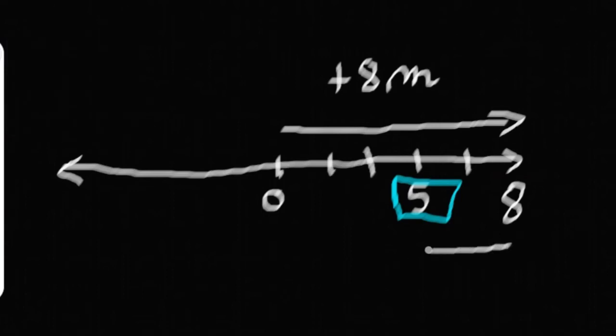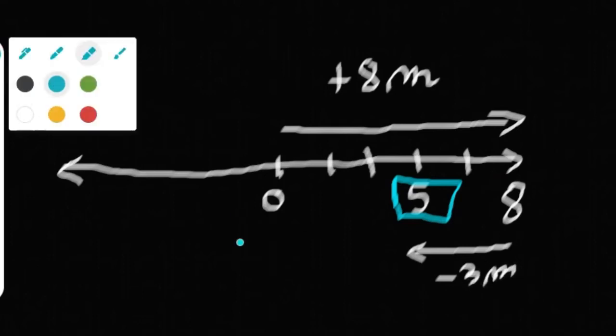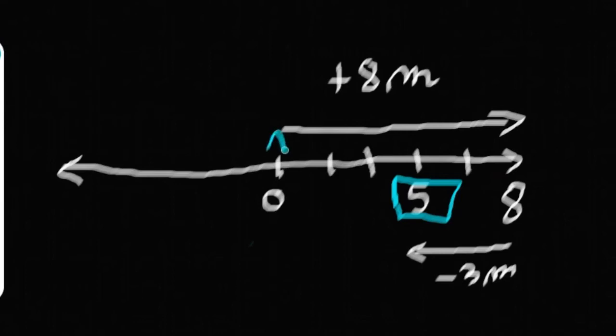Now, distance is a scalar quantity. It only has magnitude. Displacement is a vector quantity. It has both magnitude and direction. In the case of distance, in the first part of the trip he traveled a distance of positive 8. In the second part he traveled a distance of positive 3, and so the total distance is 11 meters.